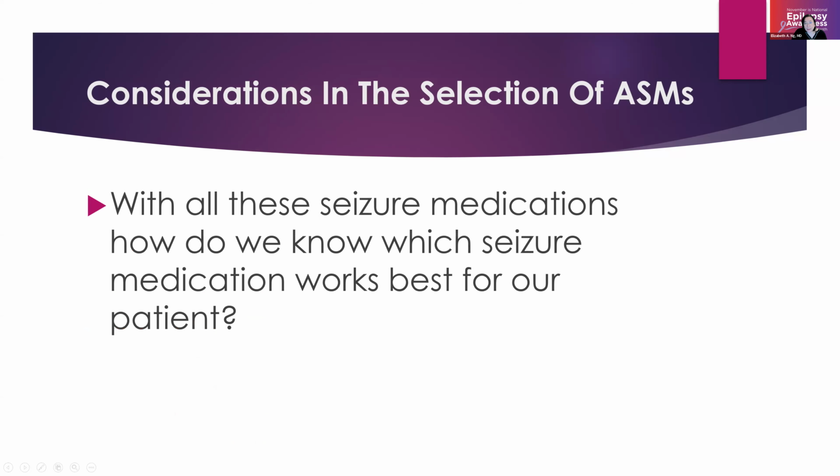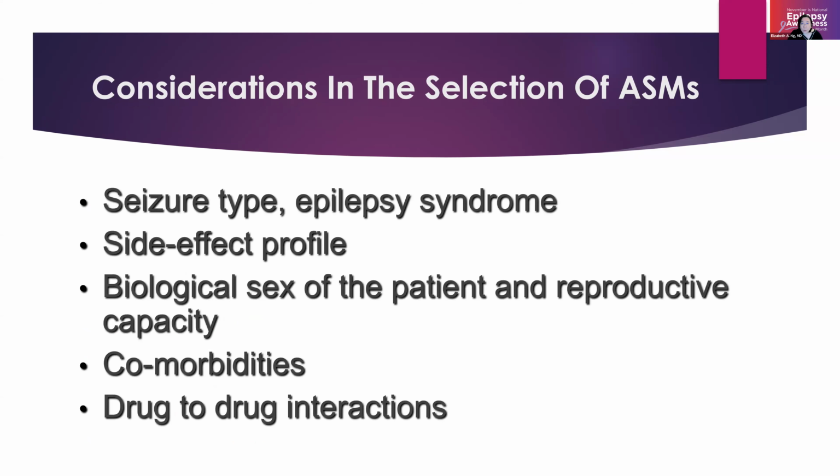So with all these seizure medications, how do we know which seizure medication works best for our patients? So you want to take certain things into consideration, mainly the seizure type, the epilepsy syndrome, the side effect profile, the biological sex of the patient and the reproductive capabilities, also the comorbidities and the drug-to-drug interactions.